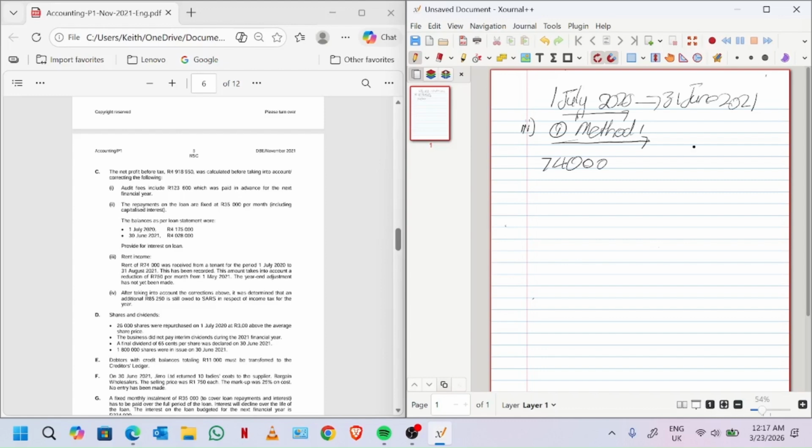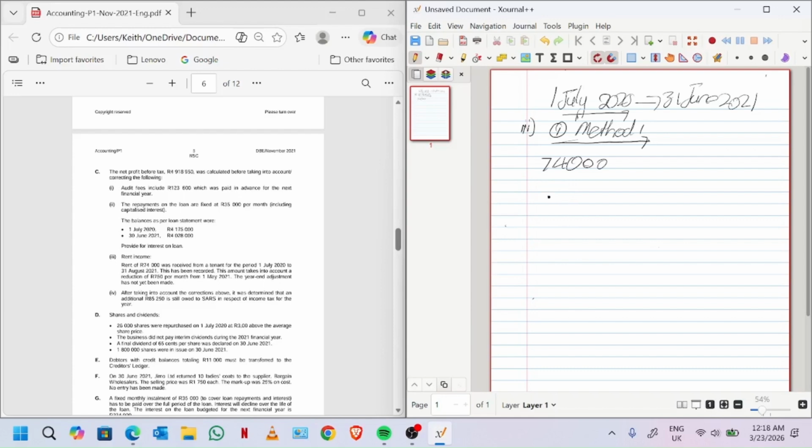Sometimes accounting students get confused with these long paragraphs. You just have to break it down. We are told that 74,000 was received from a tenant for the period 1 July 2020 to 31st August 2021. You have to count. You cannot just assume that it's 12 months. But in this case, counting from July 2020 to 31st August 2021, that is exactly 12 months. And you have to take into account the reduction as well.